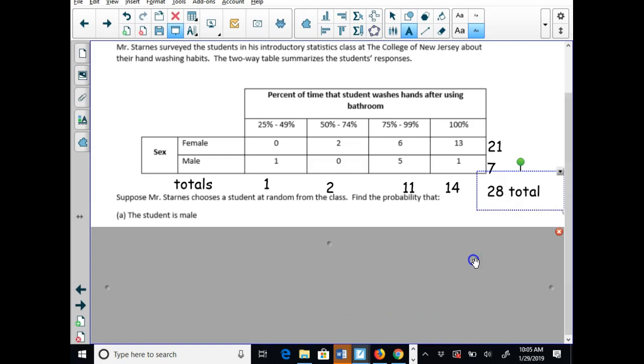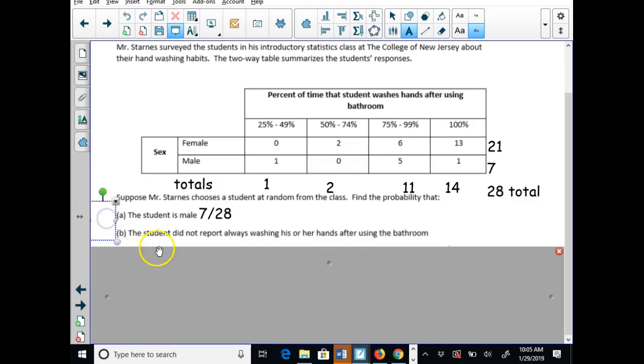So the first question is, what is the probability the student is male? A friendly reminder that probability is we're looking at the success and how many there are of that success. So the success right here is being a male. How many males do we have? We have a total of 7. We don't care about them washing their hands right now. We just want to know how many males do we have. So in this case, we have 7 total males. Out of how many total outcomes? Well, there's 28 total students. So 28.